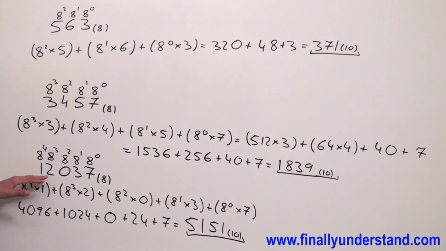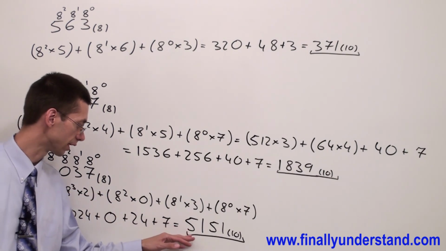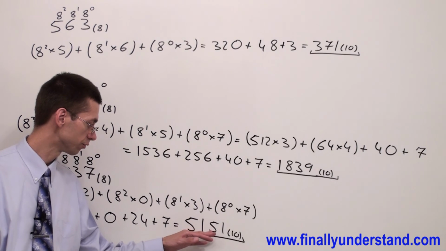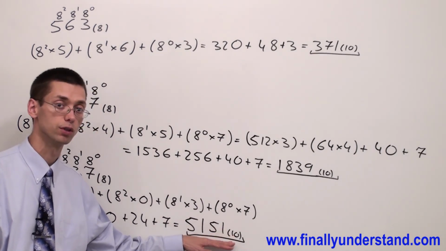So 12,037 base 8 is equivalent to 5,151 base 10. And this is the solution to my problem.